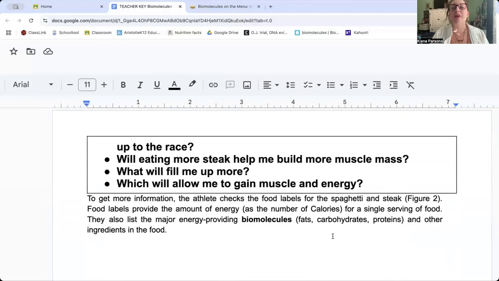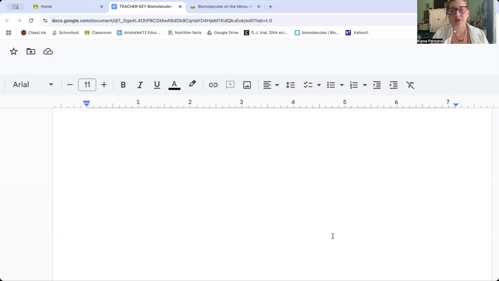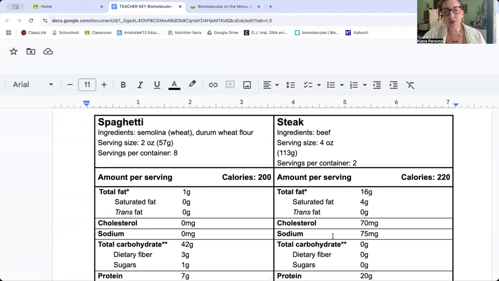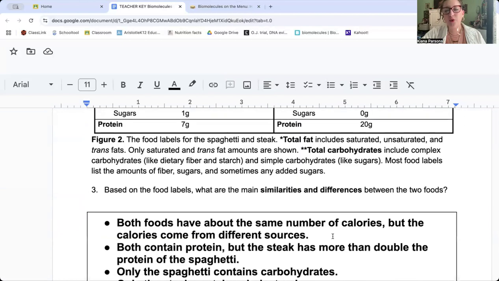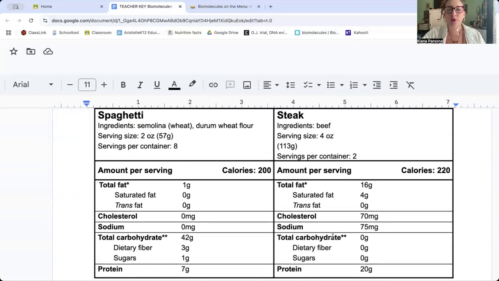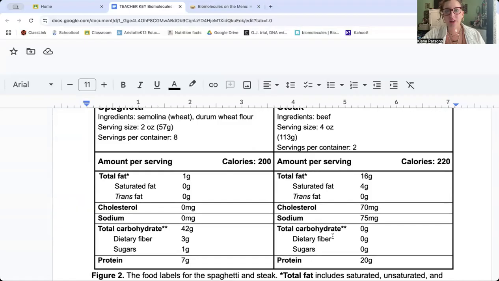All right, so now we're going to look at the food labels for the spaghetti and the steak. Food labels provide the amount of energy for a single serving of food. They also list the major energy providing biomolecules and other ingredients in the food. So we're going to compare the spaghetti and the steak. So it asks here, based on the food labels, what are the main similarities and differences between the two foods? So let's go through that looking at the food label.